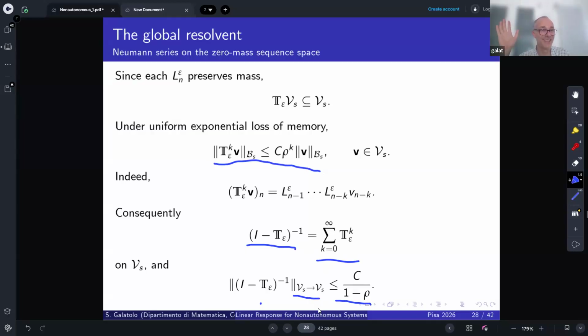This is exactly what one can do. So let's take this and remember it, because we will use it in the proof. So now the remark is that in this loss of memory situation, we have the possibility to define a resolvent for the global operator.